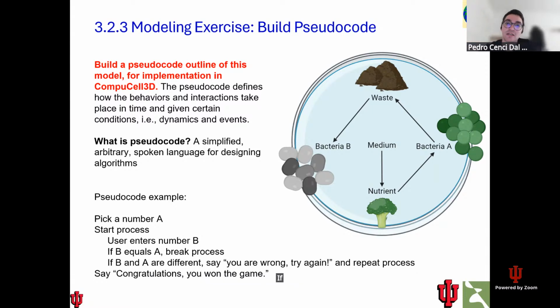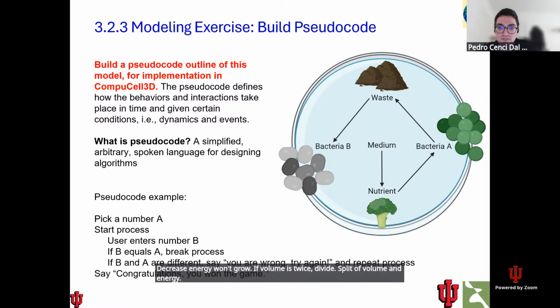If bacteria B energy is different than 0 and bacteria B energy is not at capacity, uptake field, update energy. If energy is non-zero, grow. Decrease energy when grow. If volume is twice, divide. Split volume and energy. Good. But I'm wondering practically, how can I translate field, uptake, secretion with an energy term? I am having trouble figuring that out.